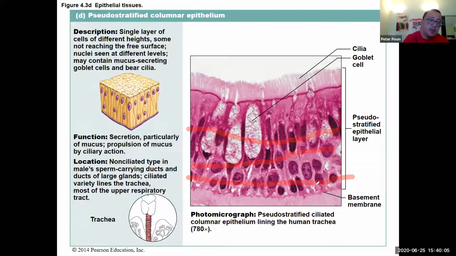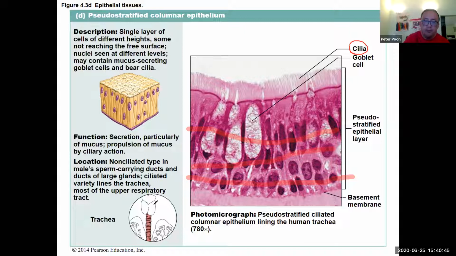Again, the purpose is secretion, particularly of mucus, and it also helps move mucus along through things called cilia. The cilia are much, much longer than microvilli. The cilia actually generate current. Let me explain what this does.